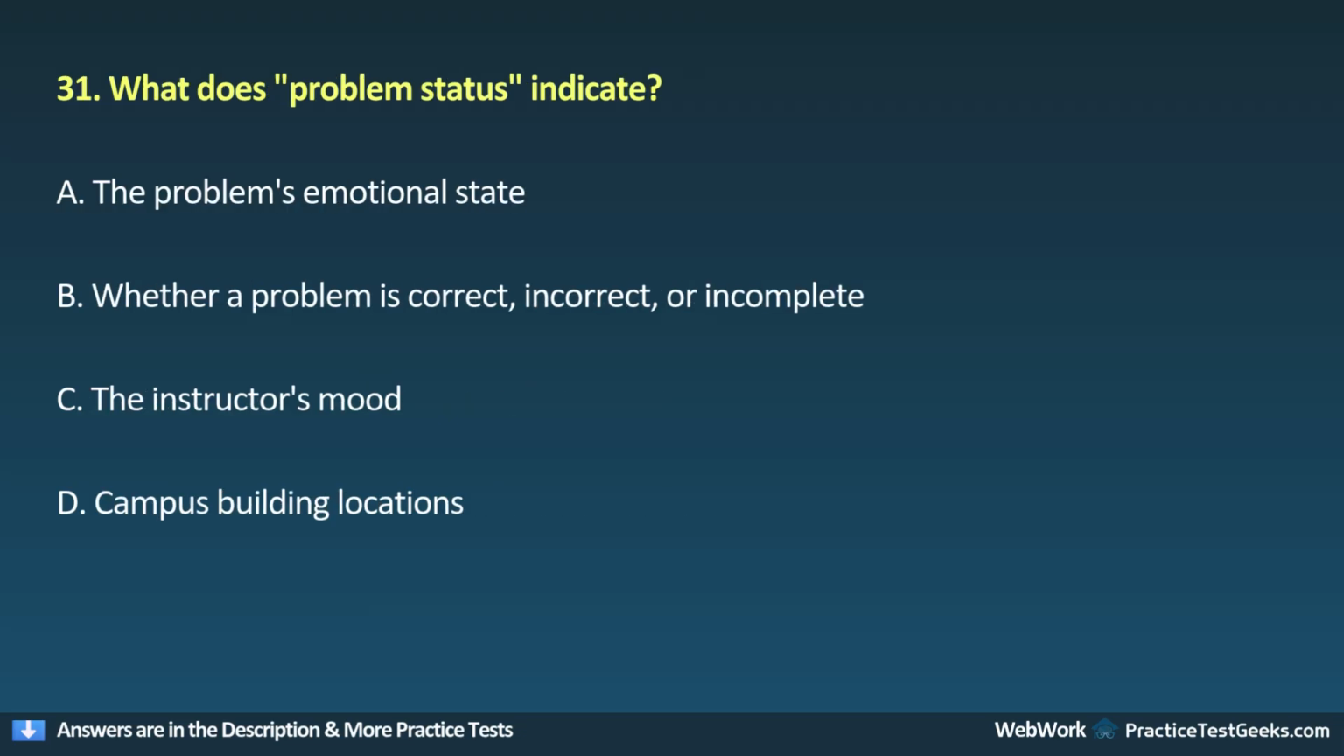31. What does problem status indicate? A. The problem's emotional state. B. Whether a problem is correct, incorrect, or incomplete. C. The instructor's mood. D. Campus building locations.